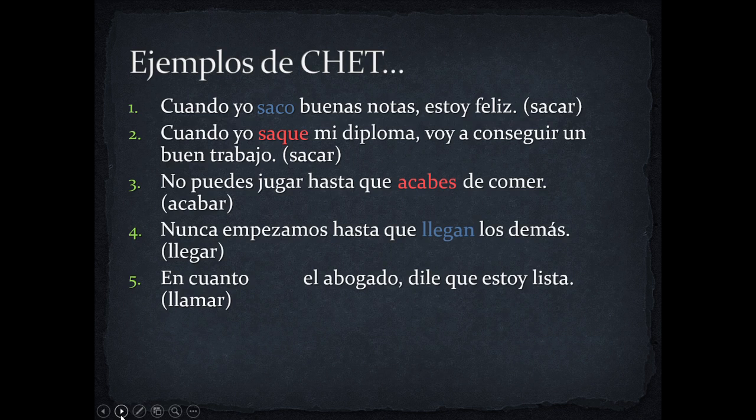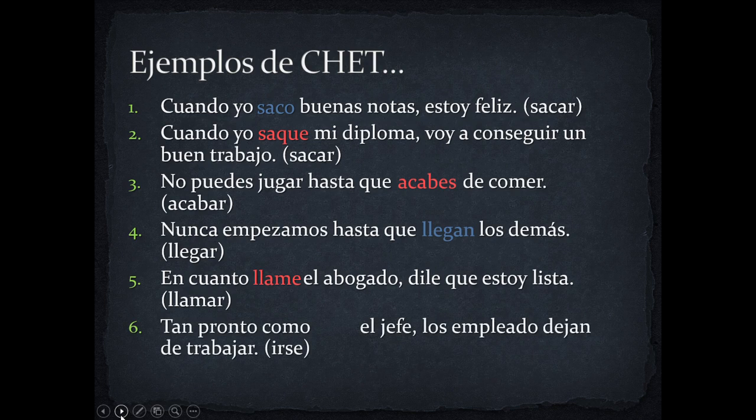Pending or habitual? Well, in this case, this is pending because he hasn't called yet. So en cuanto, and we need llamar in subjunctive to match el abogado, that would be llame. En cuanto llame el abogado, dile que estoy lista. Número 6. Tan pronto como blank el jefe, los empleados dejan de trabajar. As soon as the boss, now we have irse again. Irse significa to leave. As soon as the boss leaves, the employees stop working.